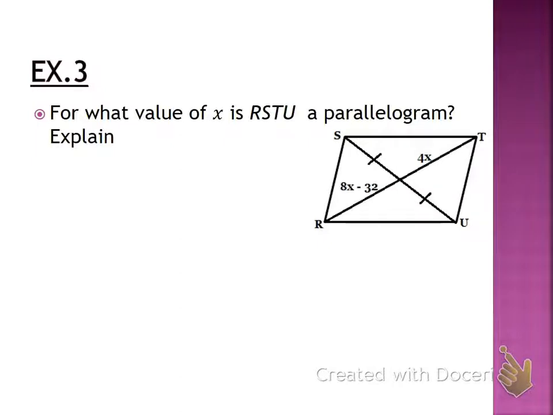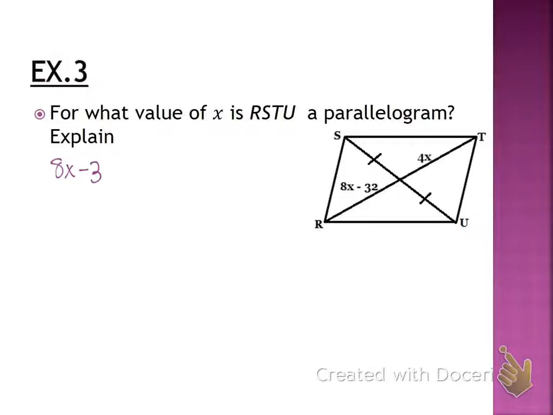For what value of x is RSTU a parallelogram? Explain. Ooh, that explain word. Okay, what needs to be true about our diagonals that they drew in if this is going to be a parallelogram? They bisect each other. Now, they already showed that this point where they intersect is the midpoint of one of the diagonals, but not the other. So how are we going to figure out this value of x that we would want? Okay, set them equal to each other. We would want these little pieces to be congruent.